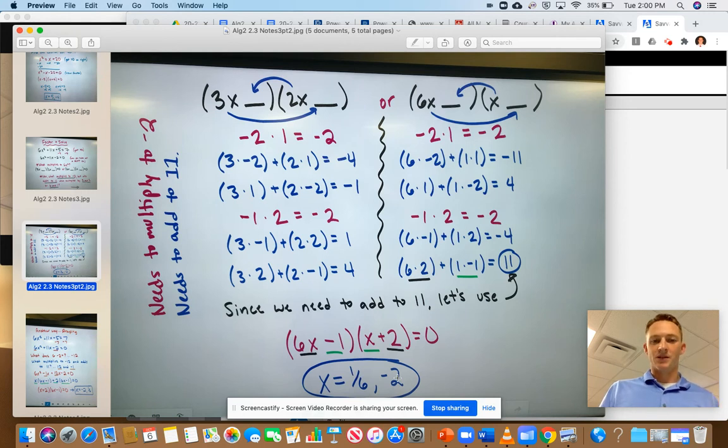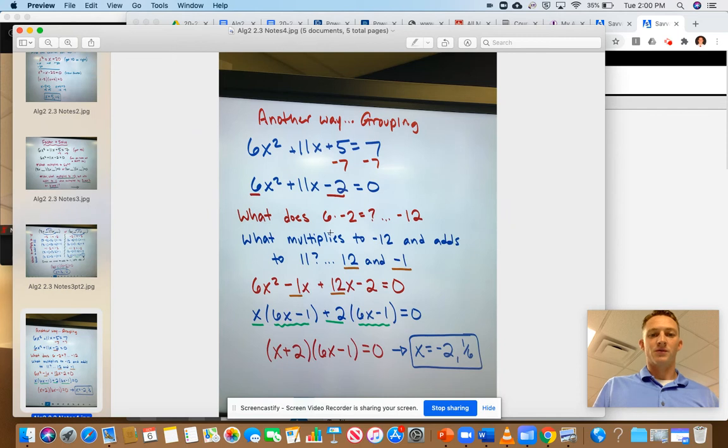So this is the guess and check way. Works for a lot of people, but there's also another way. So if this seems like too much, we could also do grouping. So we're doing the same exact problem here, 6x squared plus 11x plus 5 equals 7. We're going to move that 7 over and get equals 0 on the right.